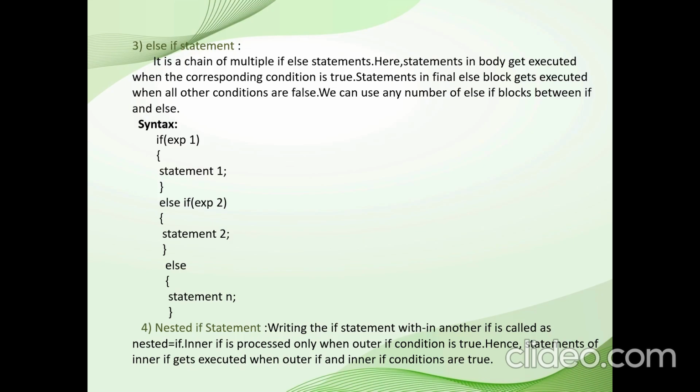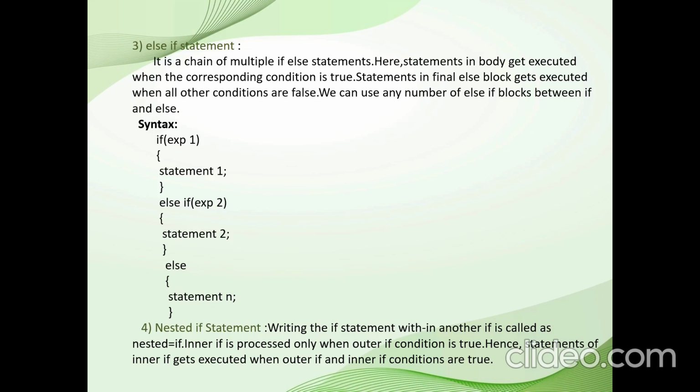So the first condition is expression 1. If expression 1 is true, it will be printed. Otherwise, if condition 1 is false, we will go to the else if condition 2. If that condition is true, statement 2 will be printed. Otherwise, we will go to the else statement and it will be printed on the screen.